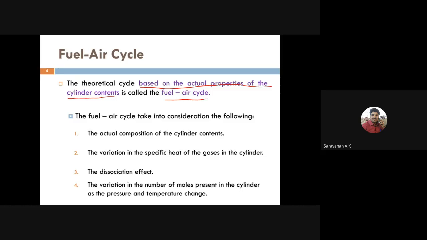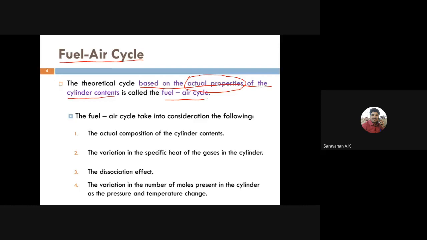So for the air standard cycles, the fluid is only air with constant specific heat. But in fuel air cycles, we are considering the mixture of fuel and air as the working fluid. So we obtain different properties, right? Those are called the actual properties. Depending upon the properties, the fuel air cycle efficiencies may vary. The fuel air cycle depends on the actual properties of the working fluid and the amount of fuel contained in the mixture. Depending upon these two, the air cycle and the fuel air cycle efficiency may vary, right?